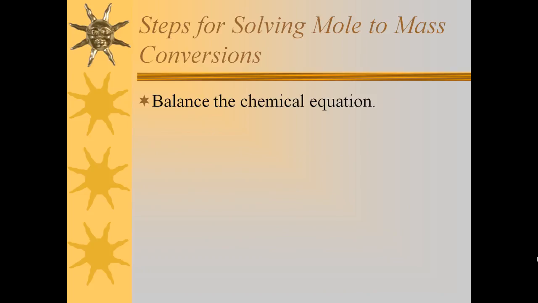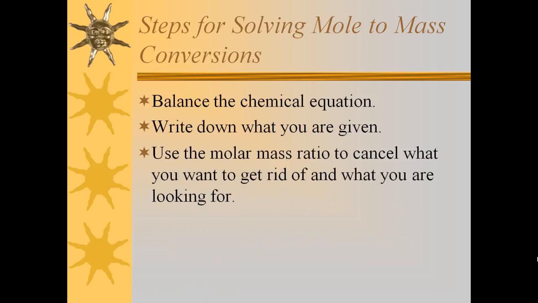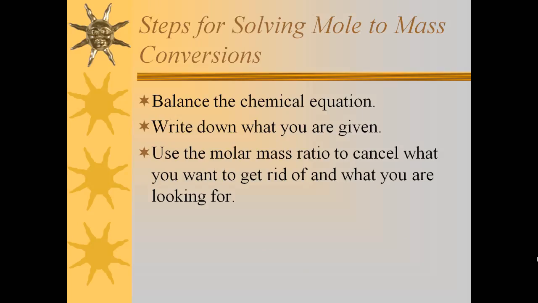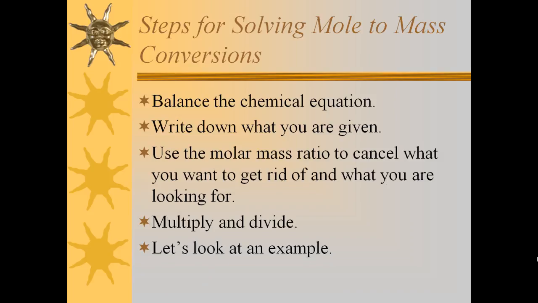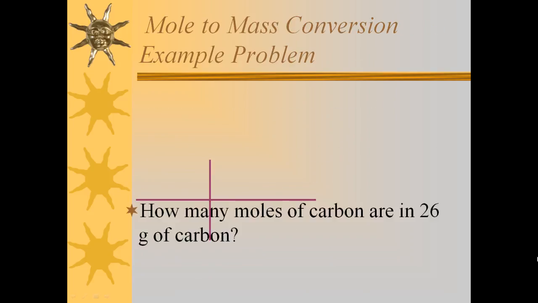Steps for solving mole-to-mass conversions. The first step is always to balance the chemical equation if you're given one. Then write down the information that you are given in the actual problem. You're always going to use molar mass to cancel what you want to get rid of and to actually keep what you're looking for. I'll explain exactly how that works in a little bit. And you're going to multiply and divide, of course. So let's go ahead and look at an example.